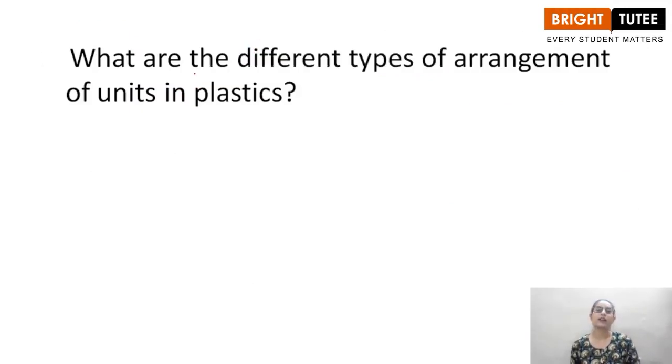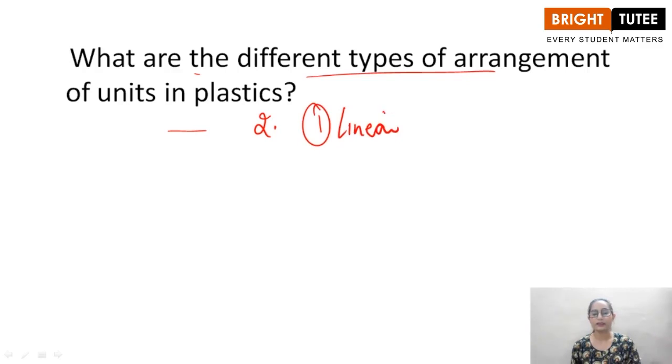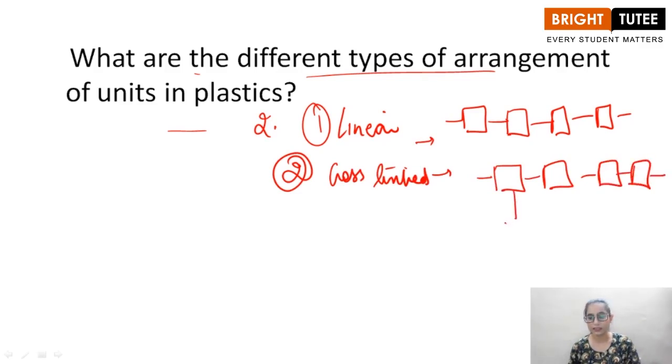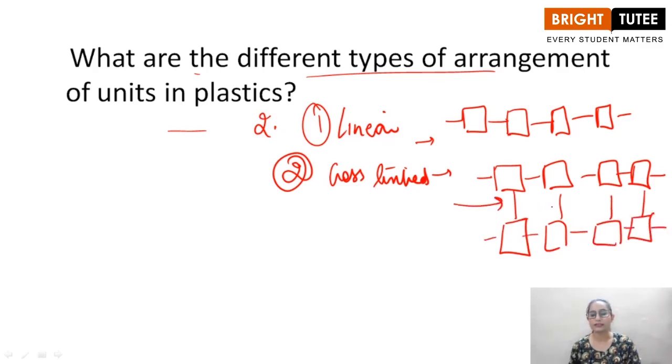Next question, what are the different types of arrangement and units of plastics? There are two kinds of arrangement. First one being linear, in which the units are linearly arranged and linked to each other. While when we talk about cross-linked, the cross-linked arrangement has a different feature that they are linked in a cross manner as well. Alright, so this is the difference, that two parallel lines are also linked due to these bonds. So these are the two kinds of arrangements.